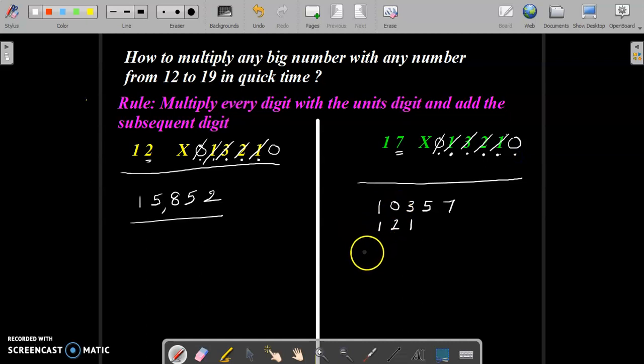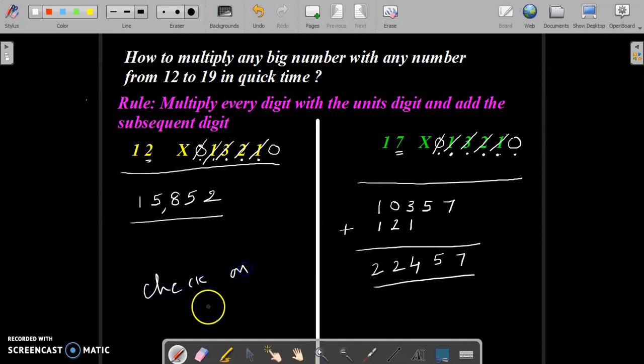Now you are getting these two columns. Now add them as usual. Just add them. This is 7, general addition. 5, 4, 2, 2. So what is the answer? 22,457. If you have any doubt in this, take a calculator and check these answers, and practice a few more problems on this technique so that it will be useful to you whenever you are solving all the arithmetical calculations. You can solve in quick time better than any other person.